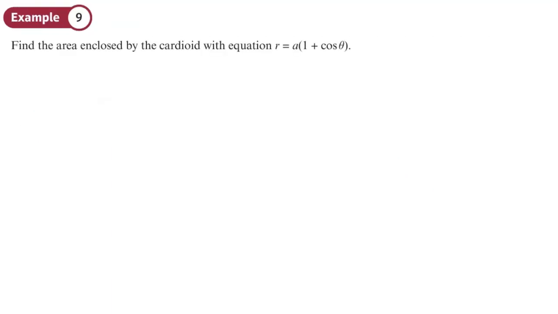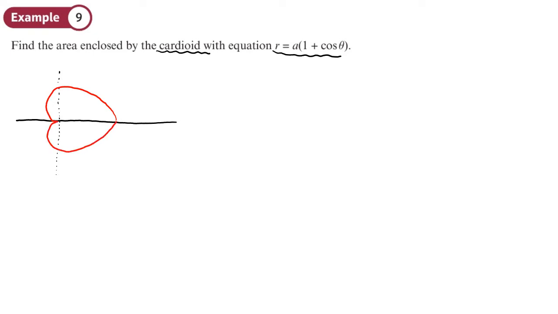Okay, so we want to find the area enclosed by the cardioid with this equation. At this point we should be able to sketch these and know the values where they cross the axis for particular angles. So I'm going to do a dotted line there. It's not really an axis. Here comes my terrible drawing of this cardioid, basically a heart shape, and the values where it's going to cross the axis.